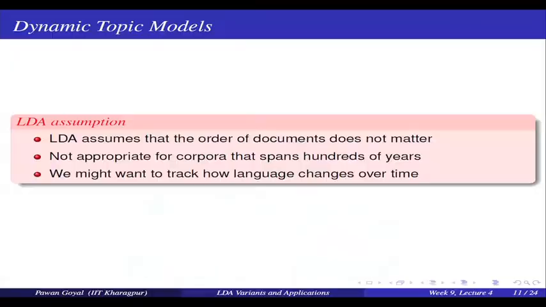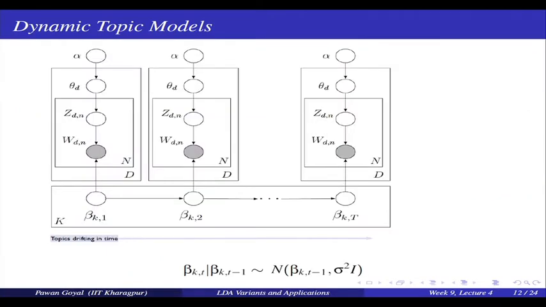So, you are allowing the probabilities of words within the topic model to change, and you can do that over time. The previous topics influence the next topics, but the next topics can also change with certain variance, and this is how the model looks.